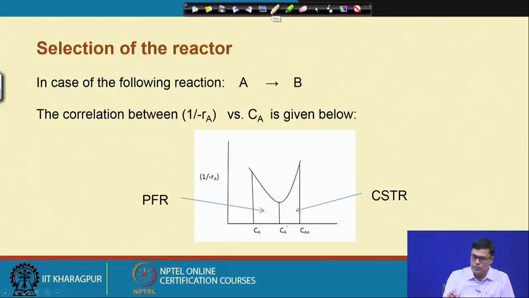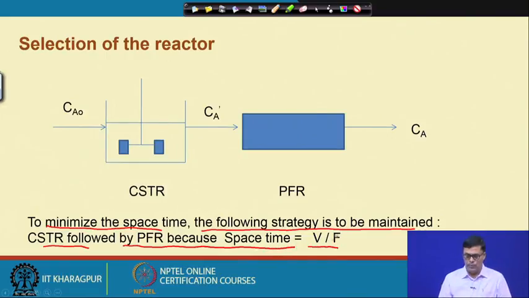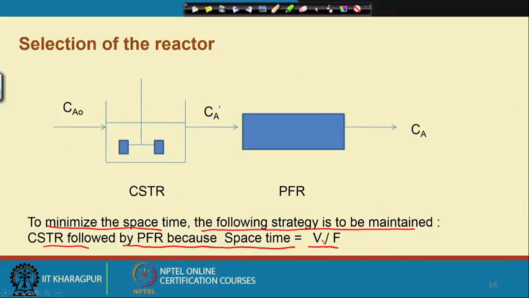So, what I have written here is that in that particular case, what is our choice? First C A 0 should be passed through the CSTR, so that it is converted to C A dash, and then it is passed through the plug flow reactor, and you will go to C A. To minimize the space time, the following strategy is to be maintained: the CSTR followed by the plug flow reactor, because the space time is equal to V by F. If the overall space time is reduced in the particular reaction, then the volume of the reactor will be very less. And if the volume of the reactor is less, the cost involved in the process is less. This is how we can select the reactor.